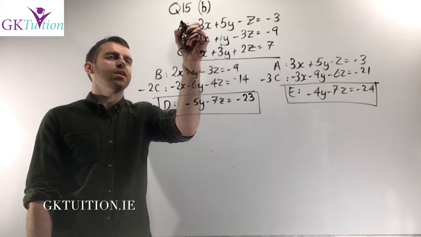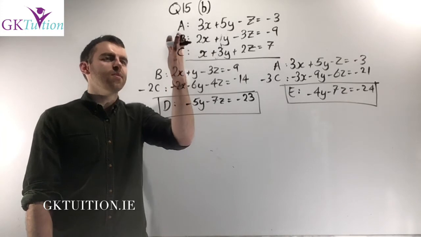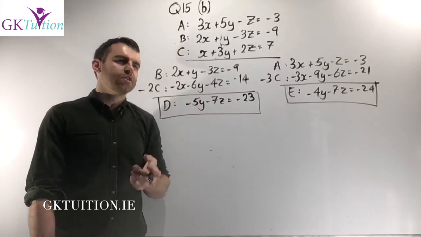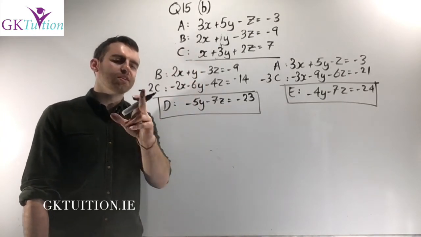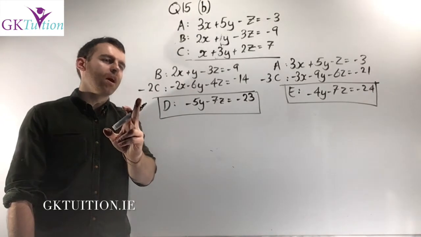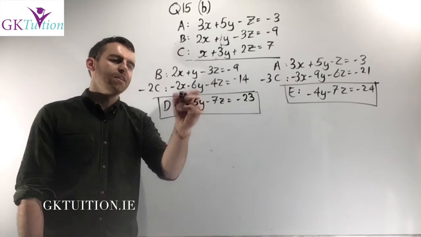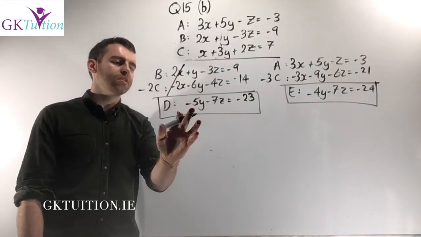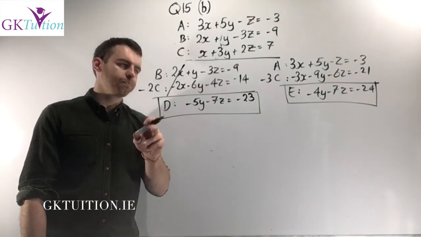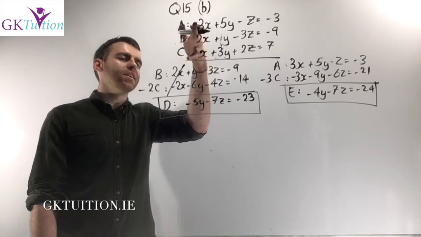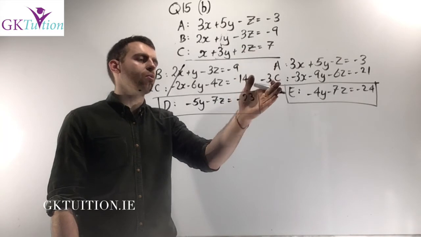I've labelled my equations as A, B, and C. And what I decided to do first was to take B and C and eliminate x. So if there's a 2x in front of B, then I want a minus 2x in front of C. So I decided to multiply C by minus 2. And my C became minus 2x minus 6y minus 4z equals minus 14. In that case, the x's will cancel and I'll get minus 5y minus 7z equals minus 23. And I'm labelling this as equation D. Then I had to go back and take two other equations and eliminate x again. So this time I decided to take equation A and equation C.